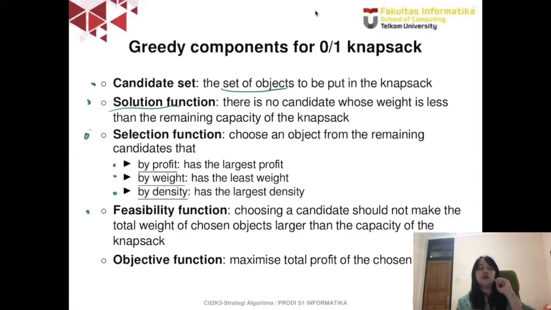And next, the feasibility function. If I already choose an object based on the selection function, is there any constraint? Of course, we have the maximum capacity of the knapsack. So we need to check if we choose the candidate, it should not make the total weight of chosen objects larger than the capacity of the knapsack. That is the feasibility function.